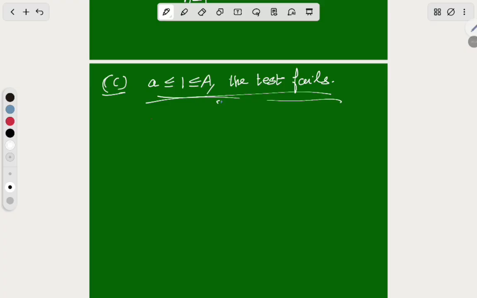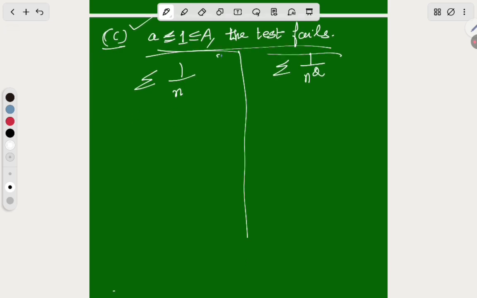So we are going to prove the third case, that is when small a is less than or equal to 1 and less than or equal to capital A, we are going to prove that the test fails. For this, I am going to consider two series, namely summation 1 by n and summation 1 by n square. Let us check the nature of both the series and we can conclude this result.